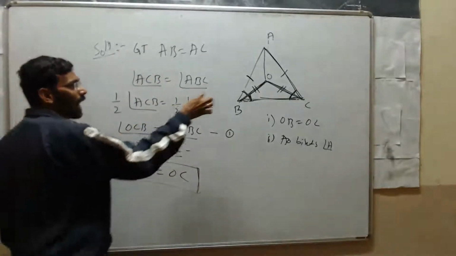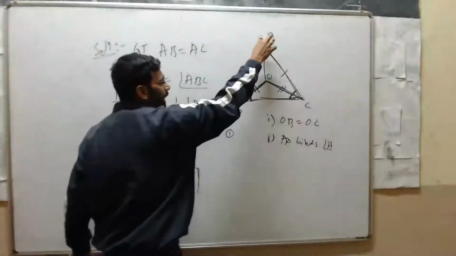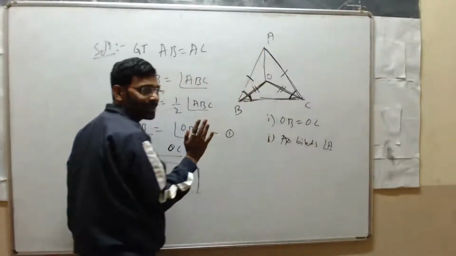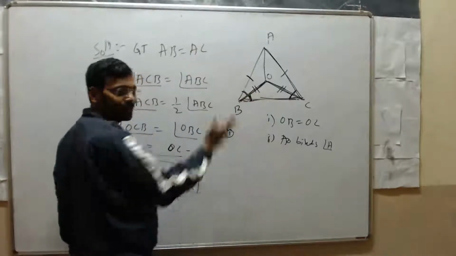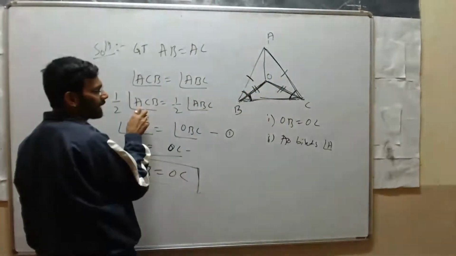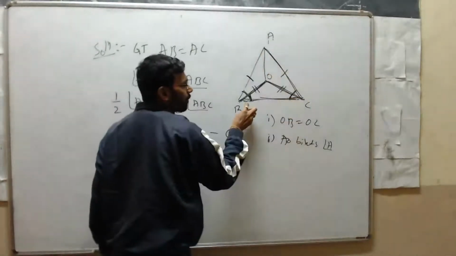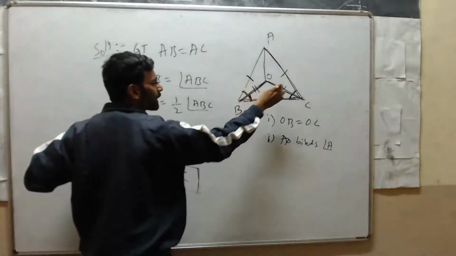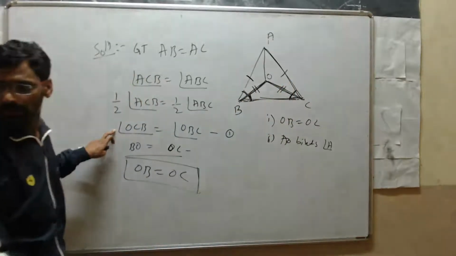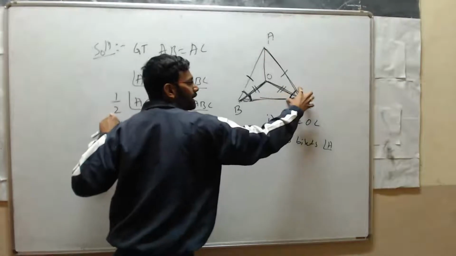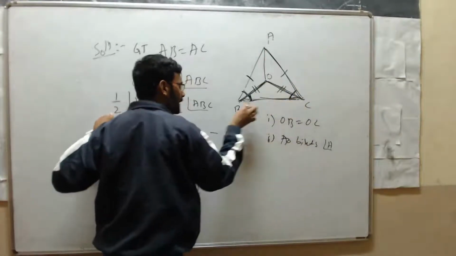Then what is half of angle ABC? BO is the bisector, which means it divides into equal parts. Half of angle ACB is OCB, divided into two equal parts. Therefore, half of angle ACB is OCB. This is the complete angle, and its half part is OCB.